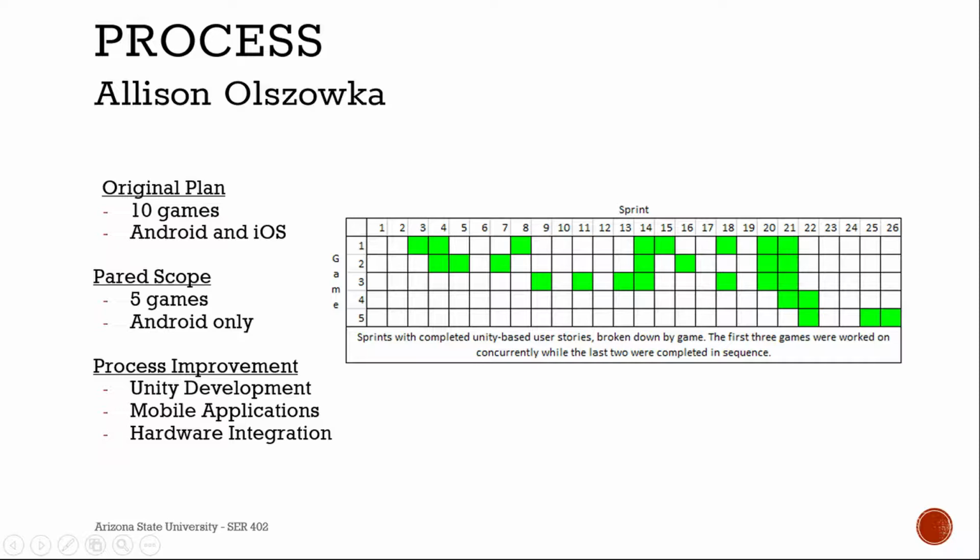This worked well as it allowed each member of the team to become an expert in their domain. While the separation allowed the project to keep moving forward, it did not allow team members to get exposure to other technologies from other domains. After a team member dropped the course in the fall of 2017, the scope was pared down to 5 Unity games to be supported only on the Android platform.